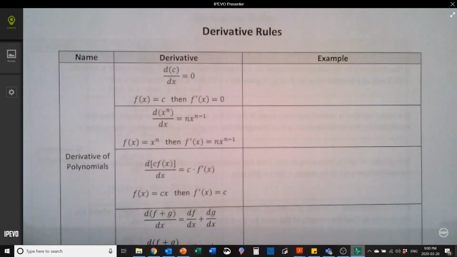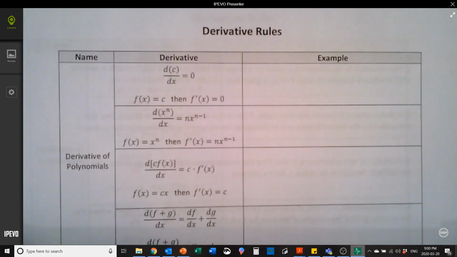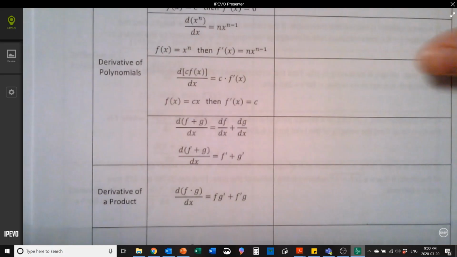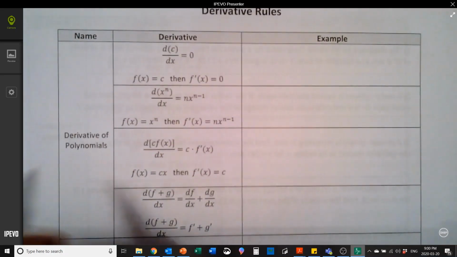Today I'm going to be going through the derivative rules for polynomials specifically. So that's that first box here. We'll be doing a couple of examples and I will give you a few practice problems.